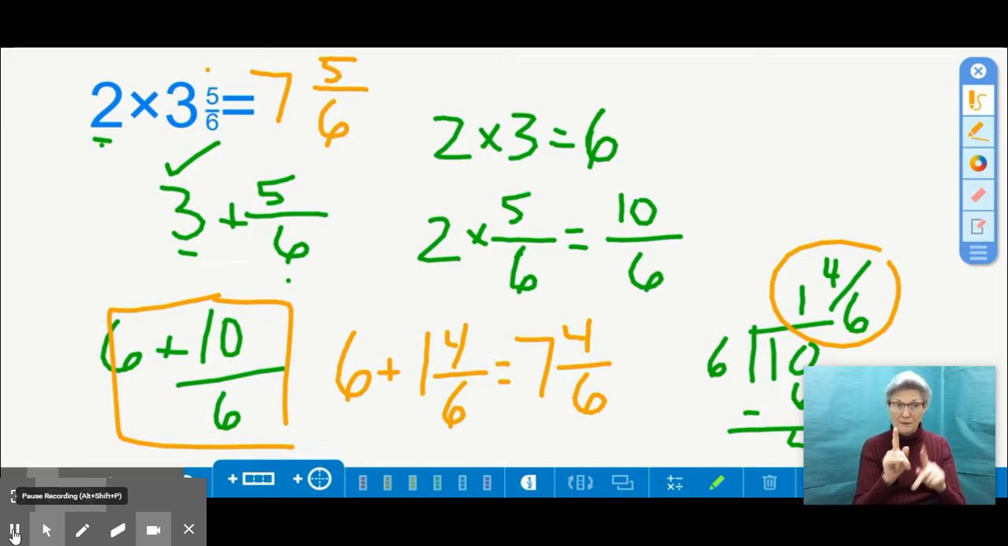Is my answer close to 8? It sure is. It's only 1/6 away. So I think that our answer is reasonable. Okay, now it's your chance to show what you've learned today and solve some problems on your own.